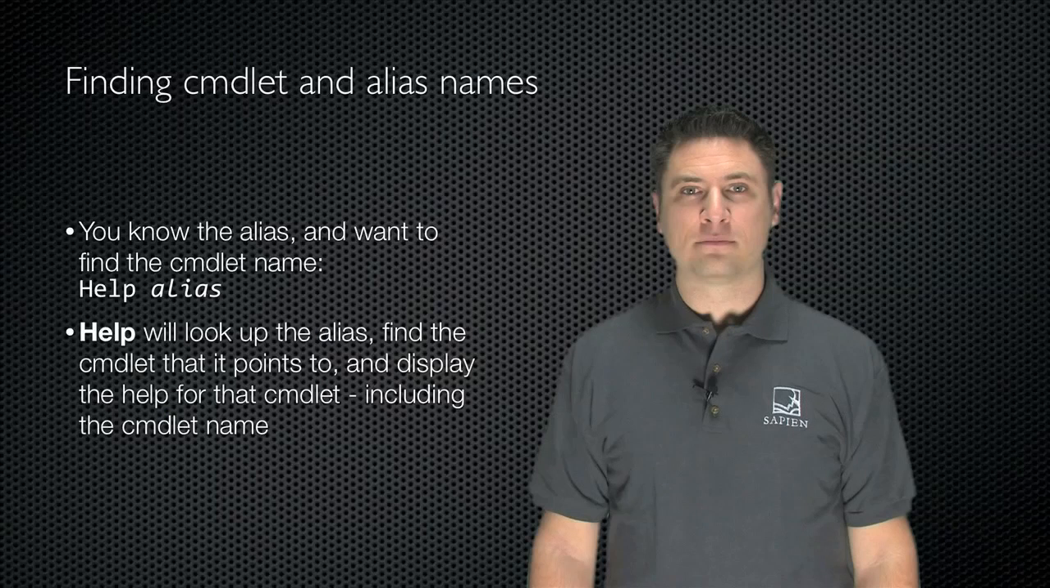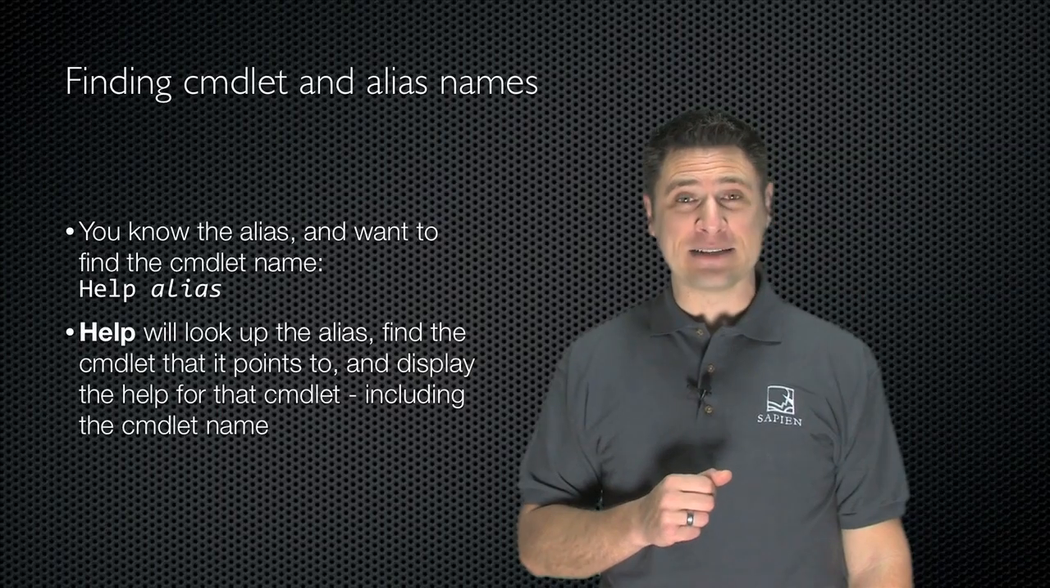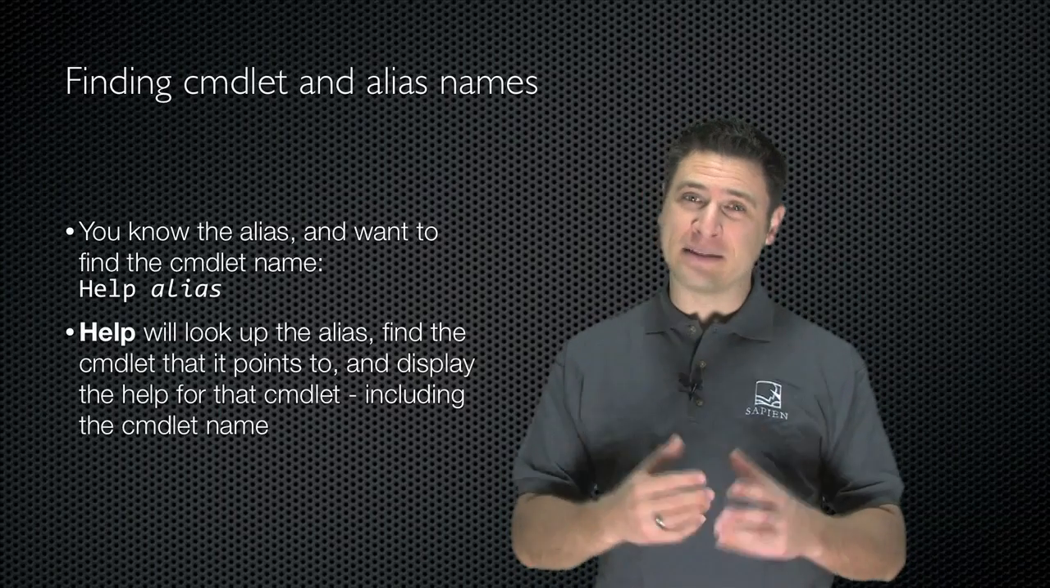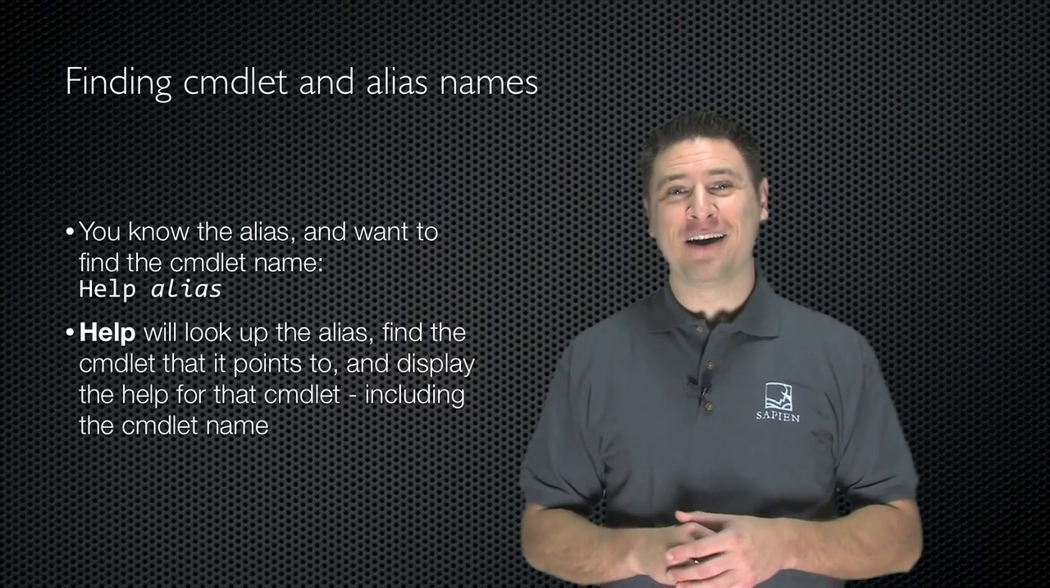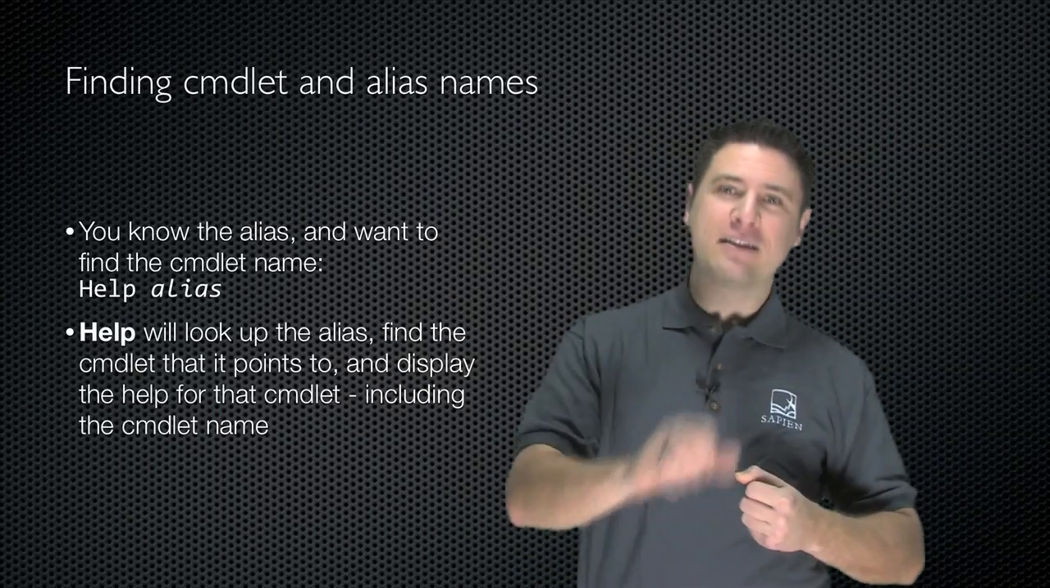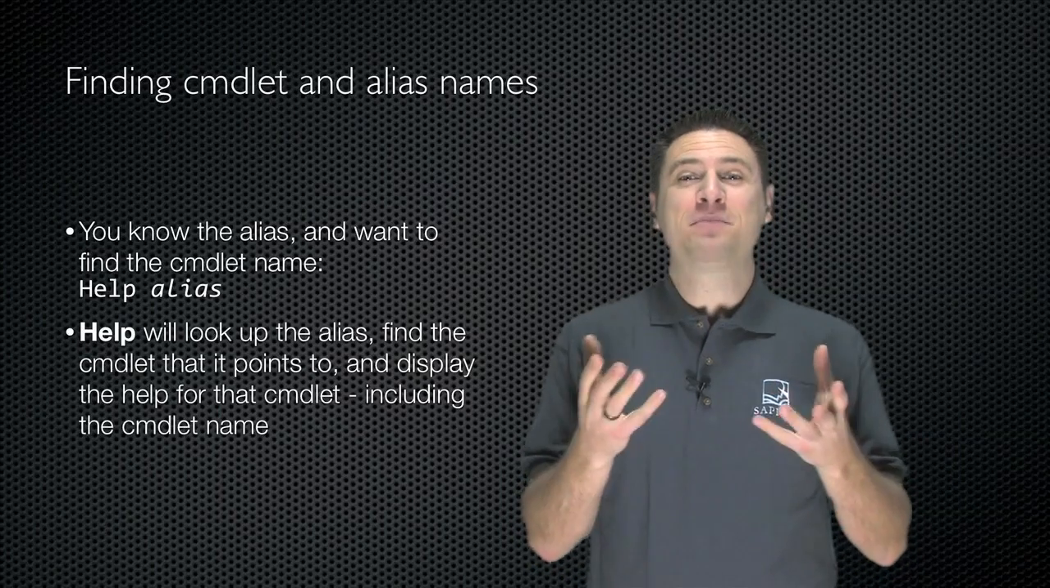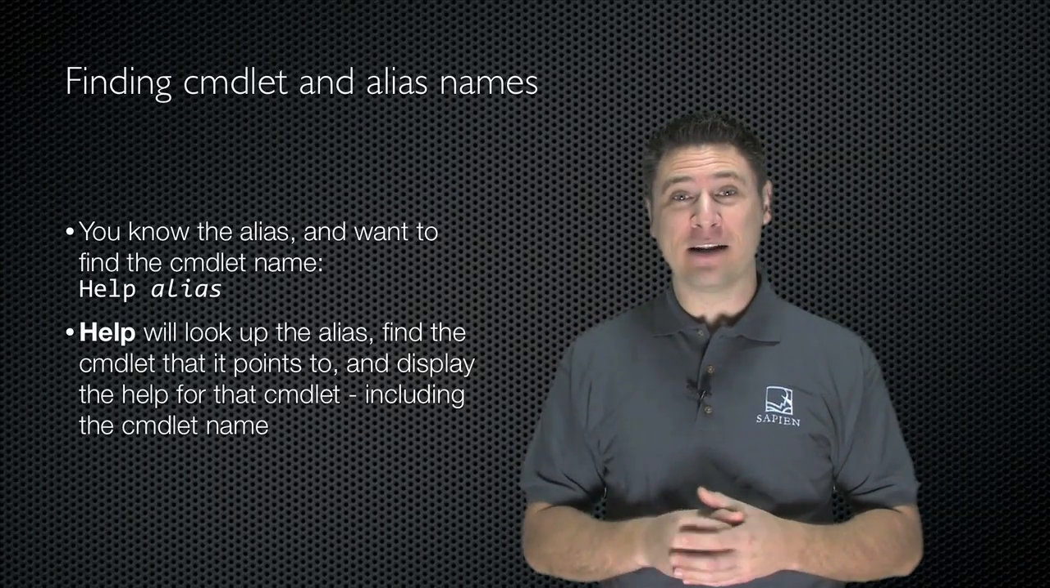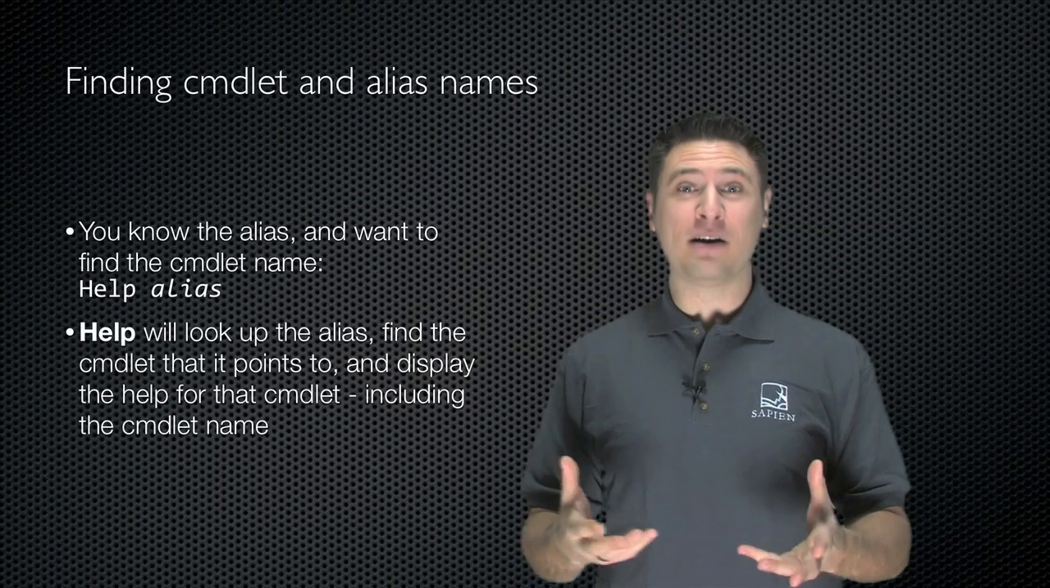Now let's say you know the name of an alias and you want to find out what the actual commandlet is. Easy as pie. Just type help and the alias name. Help will look up the alias, find the commandlet that it points to, and then display the help for that commandlet, including the commandlet name, so that you'll know what it is from then on.